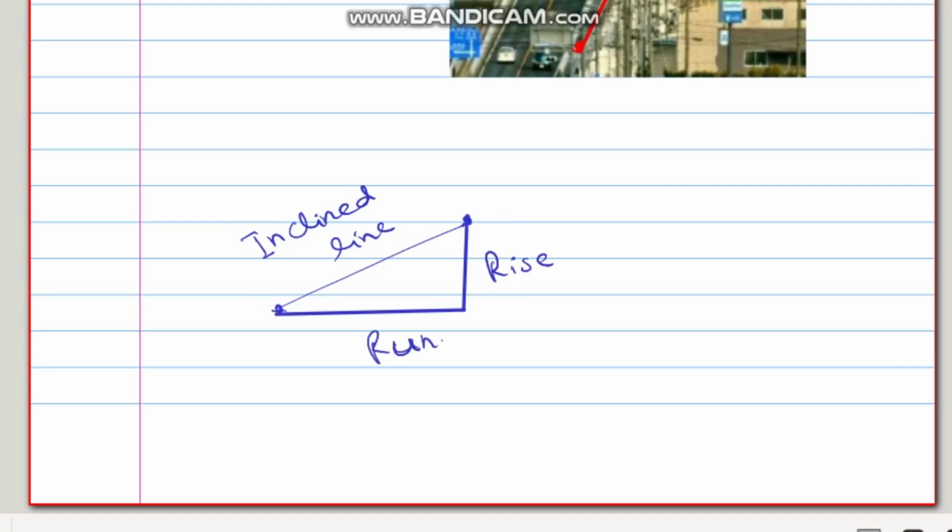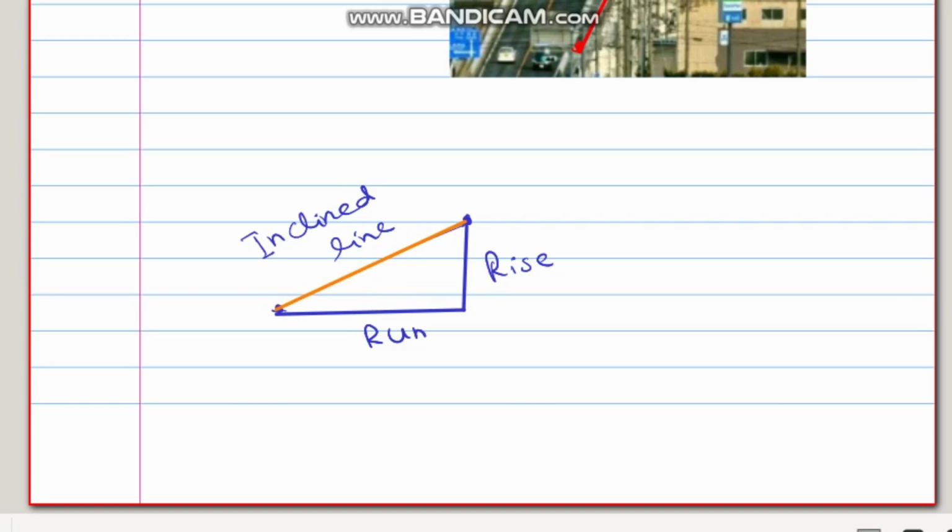So my dear students, I want to tell you a very important point: what is run and what is rise. The rise is basically the vertical distance, and the run is basically the horizontal one. This is a very important point. Let me draw the line with the orange pen again for clarification, and then I will move forward.